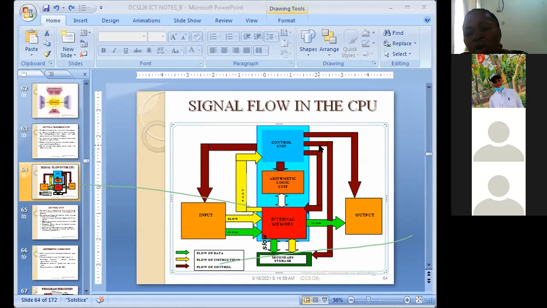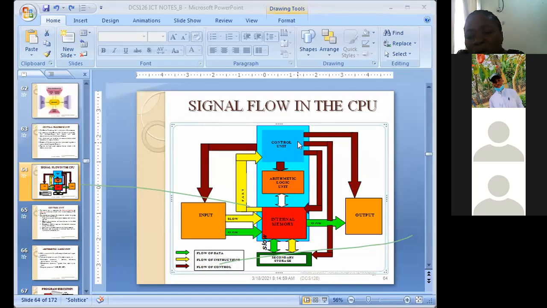So if the control unit has not signaled the arithmetic logic unit, the arithmetic logic unit will not start its operation. If the control unit also does not signal the internal memory, it may just hold the data and instruction and not be ready to release it.